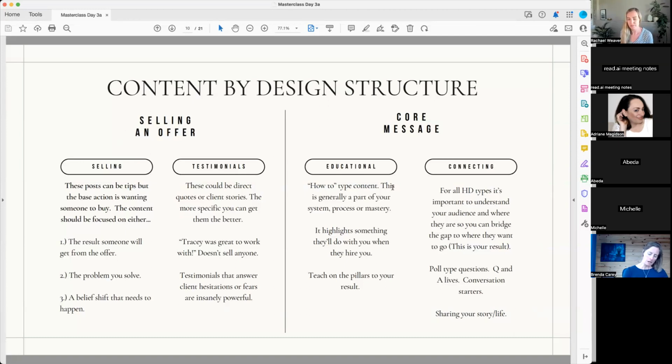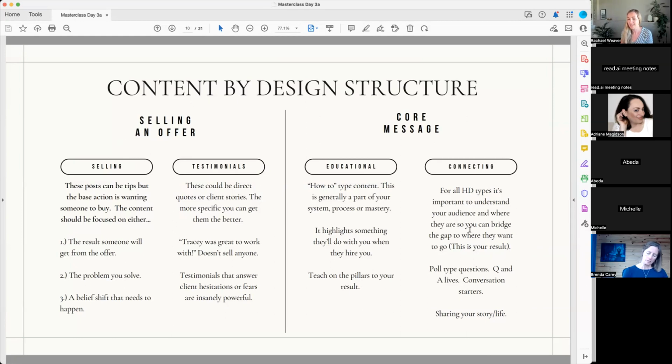Your core message posts are the educational how-tos. We don't have to have a ton of these. I would say maybe 2 a week of your core message. This just keeps that message consistent of what you're talking about, what you're here to do, your unique selling point. It's the how-to, it's the highlights of working with you. It's teaching on your pillars, things like that.